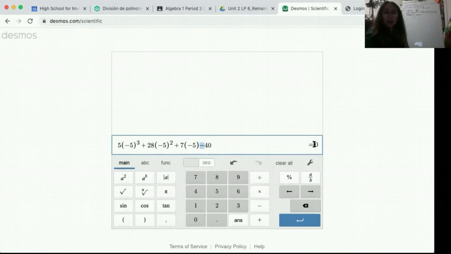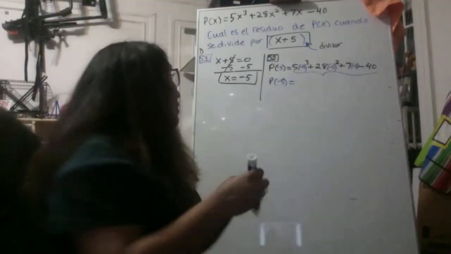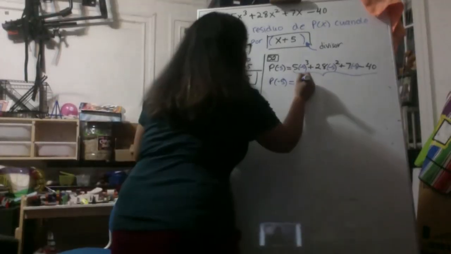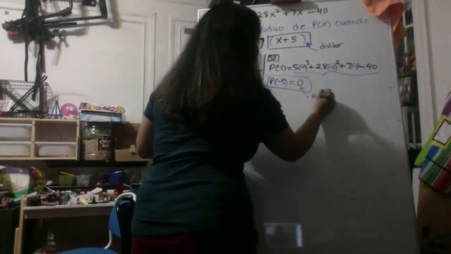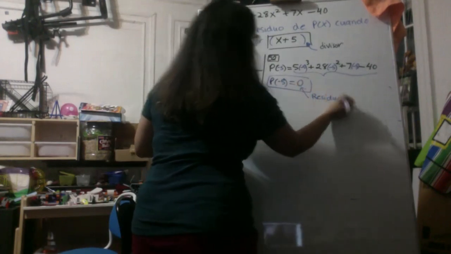Ok, se dan cuenta, aquí igual a 0. Entonces, p de negativo 5 es 0. Y ese número ahí es el residuo. Ok.